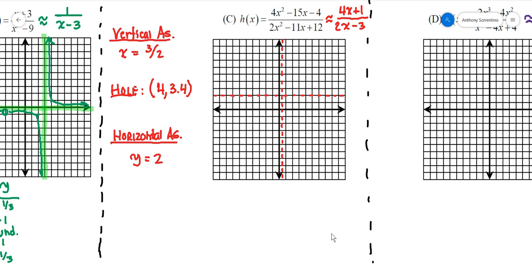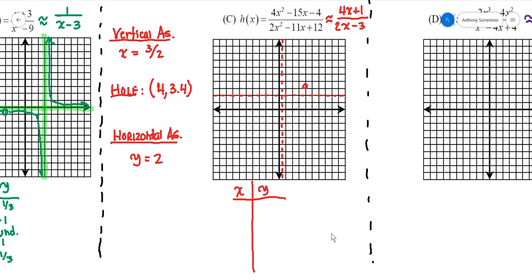And of course, I have a point at 4, 3.4. So roughly about here. And that's a hole. So I've got to make sure that I draw it more as a hole. So right about here-ish. Again, in the end, I only have one thing that acts as a point. I don't know what the rest of the graph looks like.